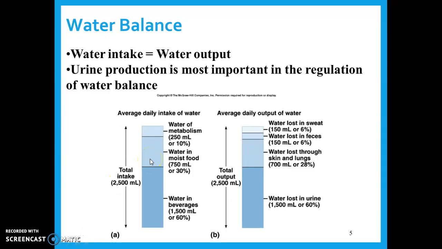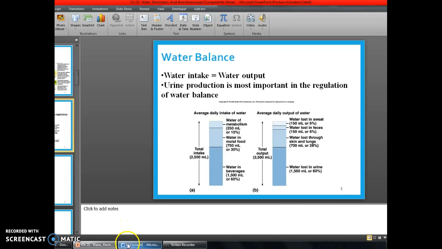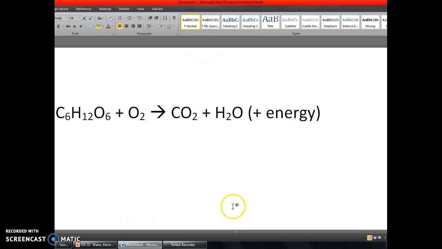Alright, so for part two, we left off talking about intake of water and water of metabolism. That sounds strange, but when we break down food, we actually produce water as part of that. And that makes up 10% of our intake of water. I'm going to jump to this document real quick.